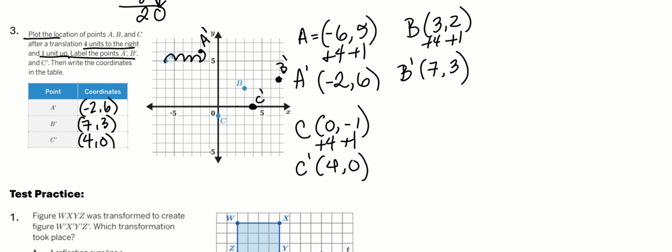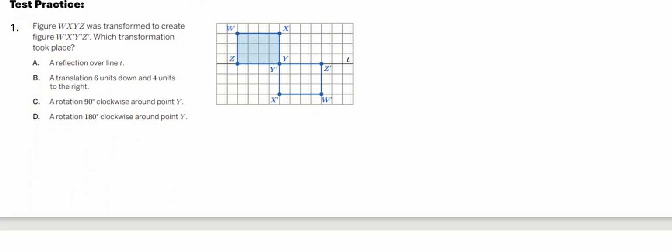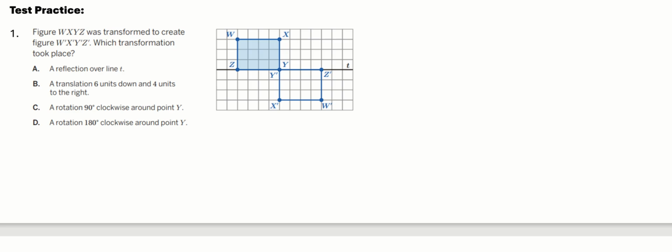Alrighty, we're doing good. So here's some test practice. These are going to be really good to study for any quizzes or tests we take because these are the types of questions you're going to see. So figure W, X, Y, Z was transformed to create W prime, X prime, Y prime, Z prime. Which transformation took place? So first one is reflect over this line. Well, if I reflect over this line, all the points would go like this, straight down, and you can see that does not match, so it's definitely not A.